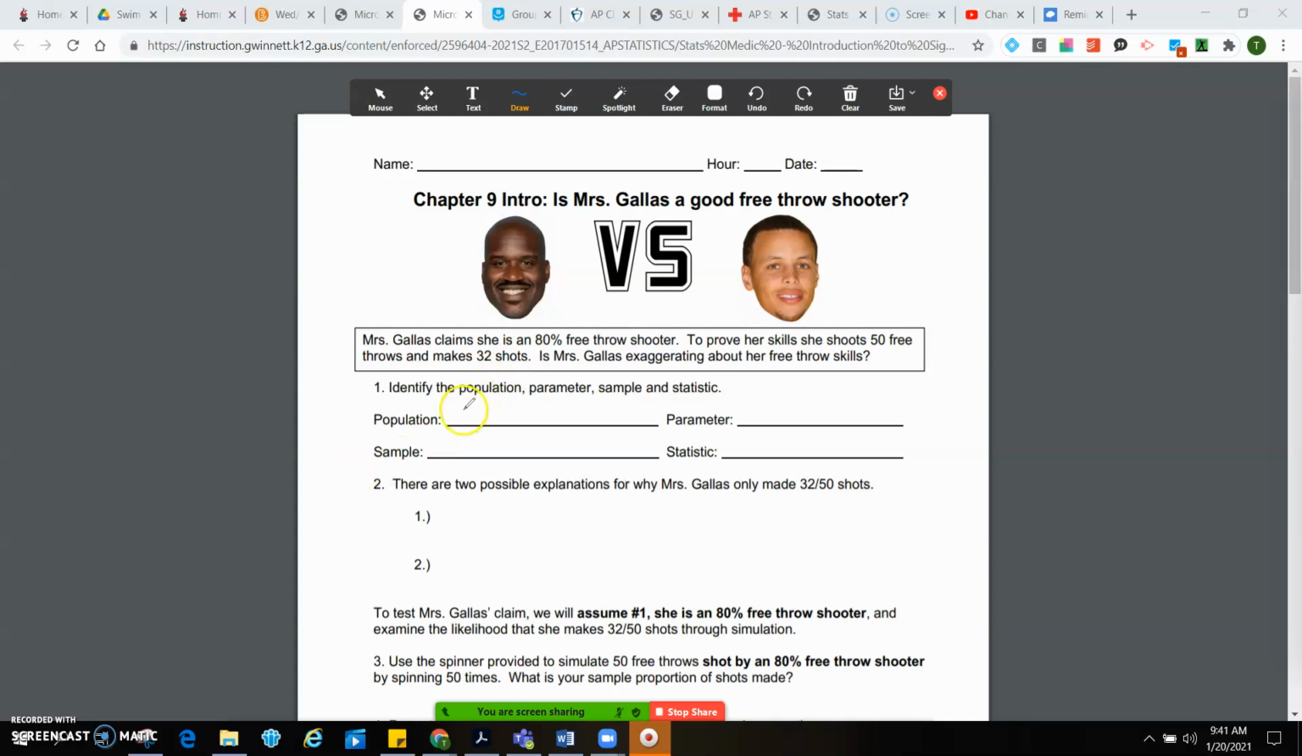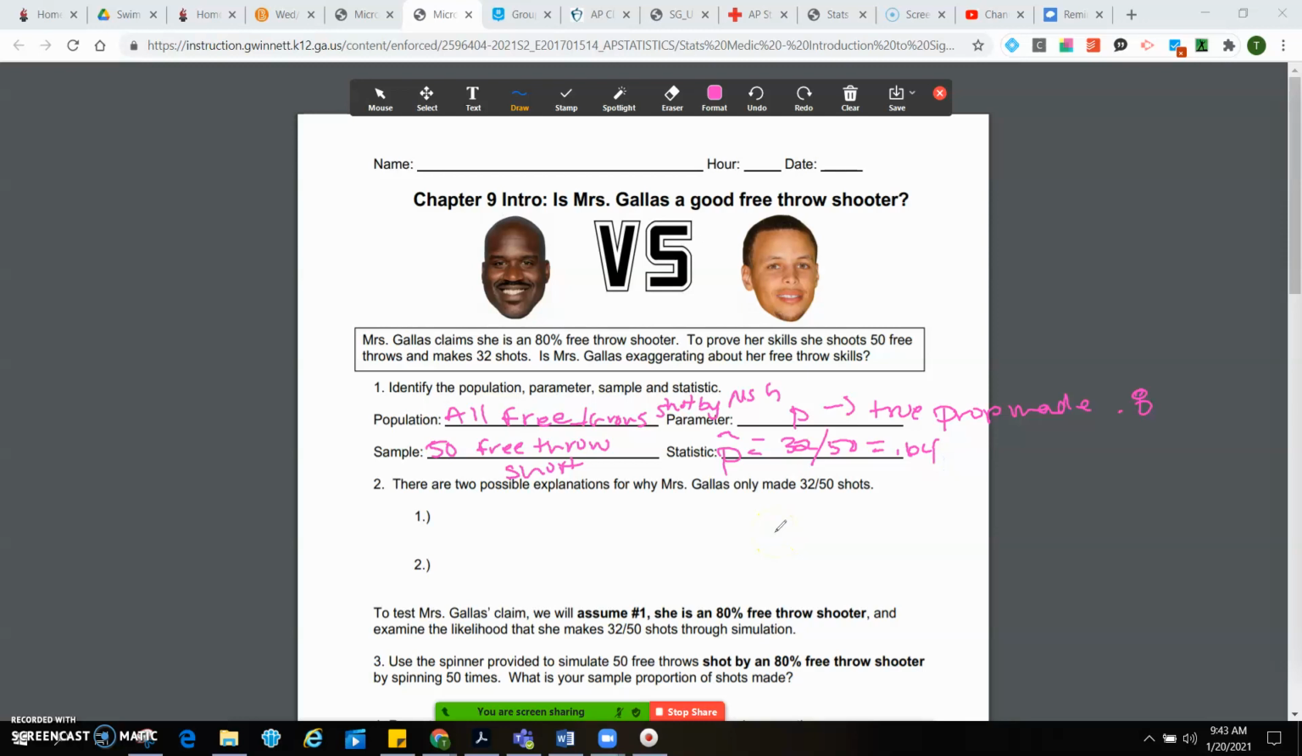So, for the population, it's going to be all free throws shot by Miss G. Okay? And then the sample is going to be 50 free throw shots by Miss G. And then you got p, which is the true proportion made, which is 0.8. And then the statistic is p-hat equals 32 divided by 50, which is 0.64. So that's actually what we found.